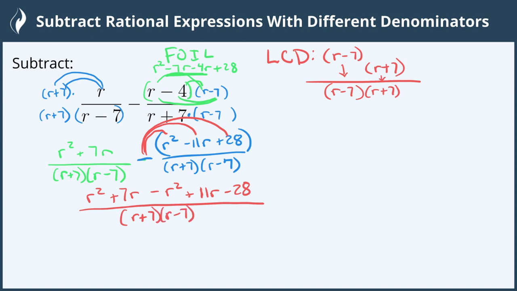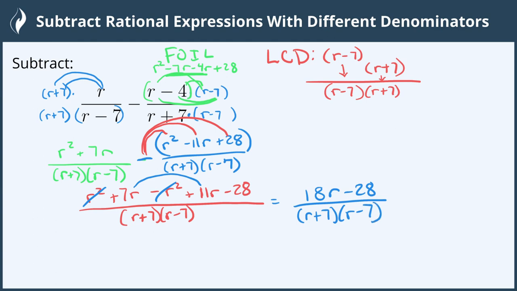Now we can combine all like terms. R squared minus r squared is gone. Positive 7r plus 11r gives us 18r. Minus 28, there was nothing to combine with. And then our common denominator was r plus 7, r minus 7.